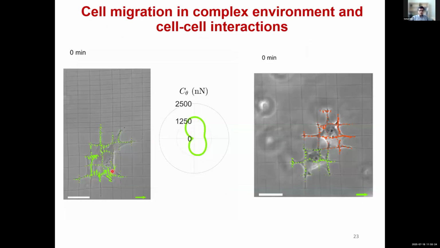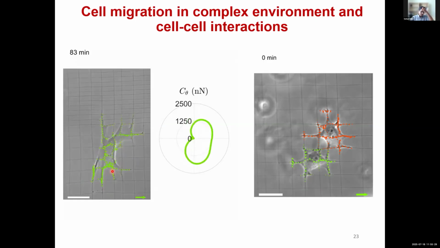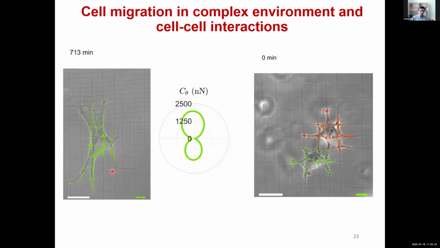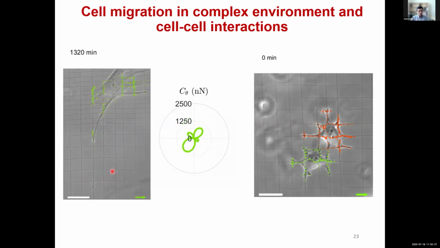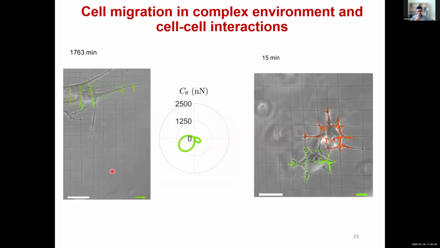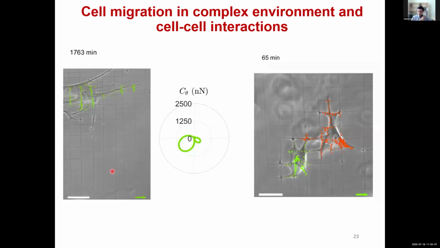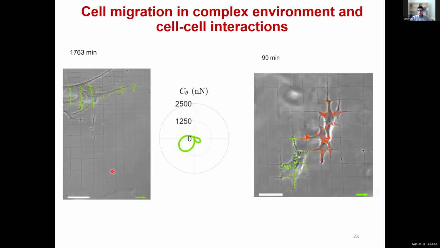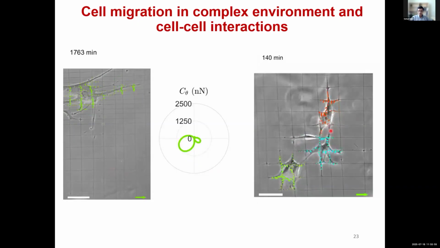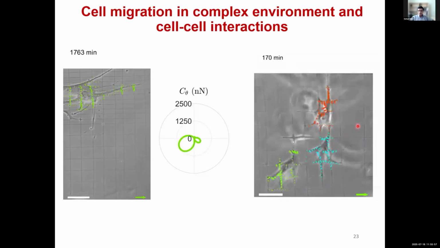We can also apply this study to cell migration in other complex environments, like when a cell is migrating from a square to a rectangular pattern, and we show that the technique can also work well in such cases. Or when we have multiple cells interacting, we can also resolve the forces in such cases and also understand how cells are interacting or dividing as shown in this example, and map the forces there as well.